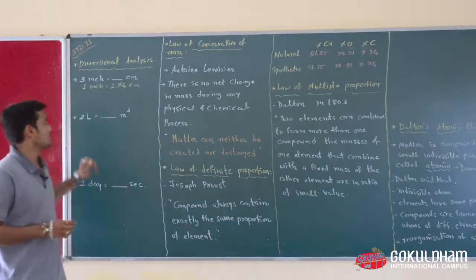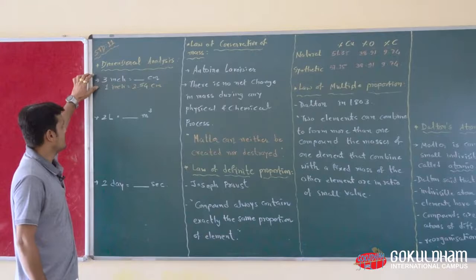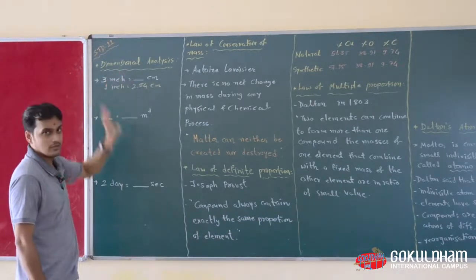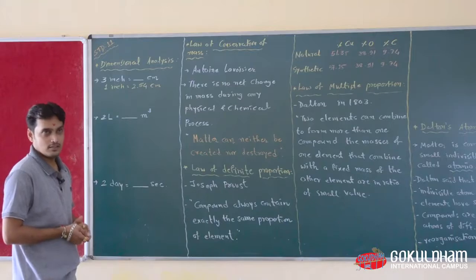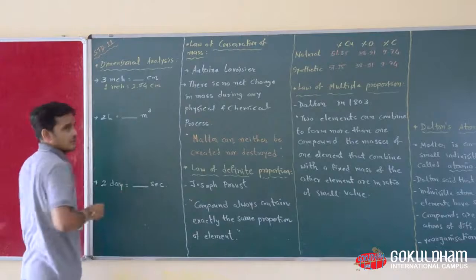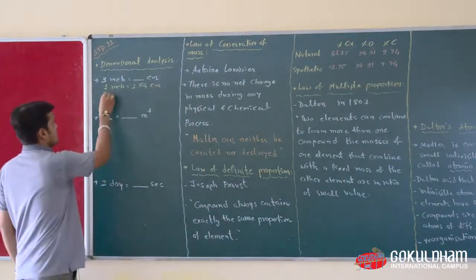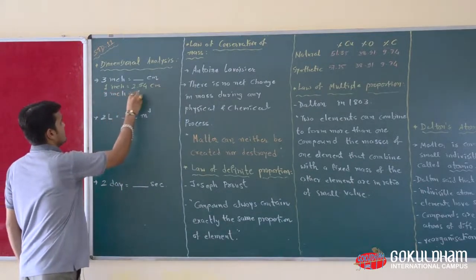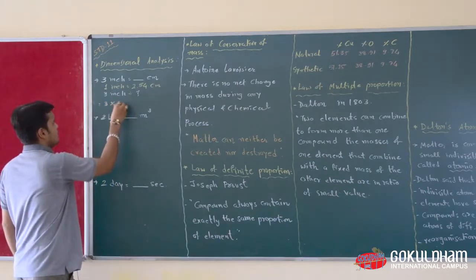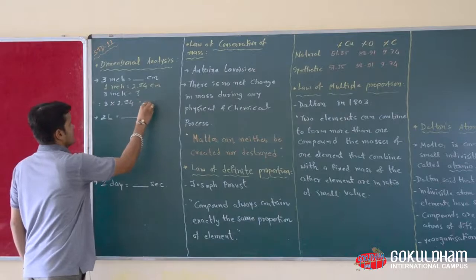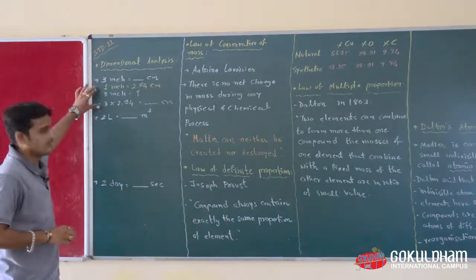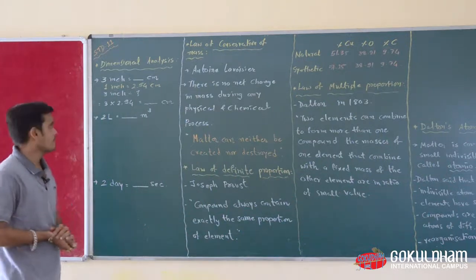So, in dimensional analysis, let's take some examples. Our first example is 3 inch is equal to how many centimeters? So, friends, we know that 1 inch is equal to 2.54 centimeters. So, 3 inch is equal to how much? You can easily calculate 3 into 2.54 is equal to the total centimeters. This is a very simple example of the dimensional method.